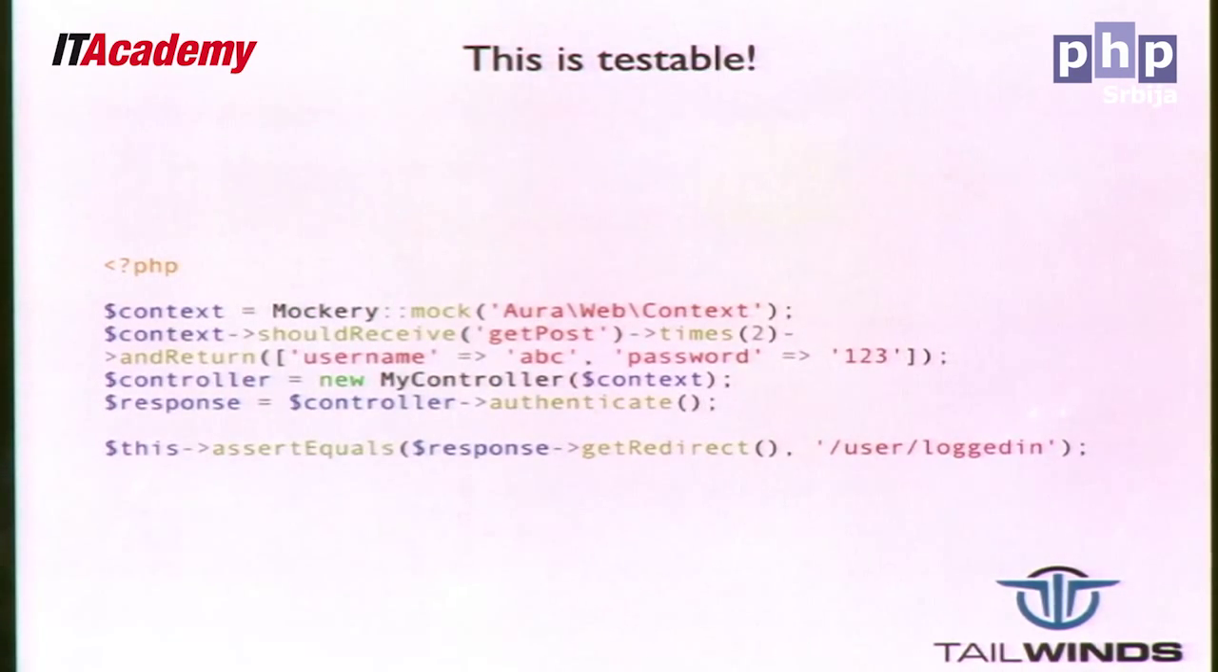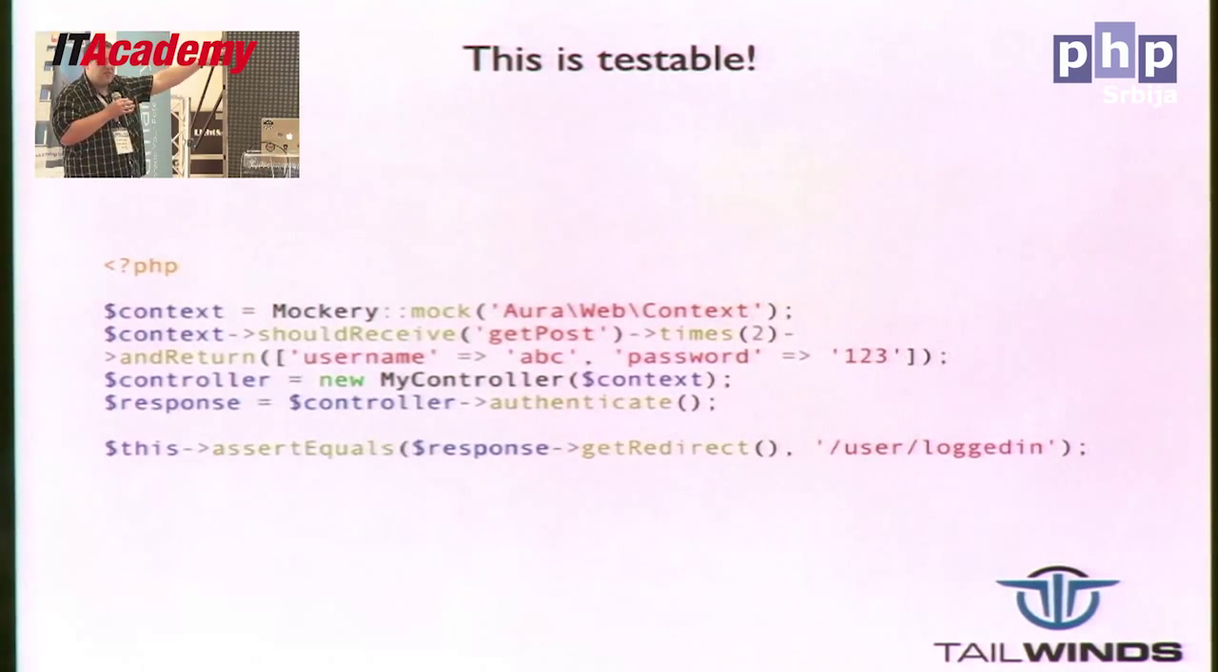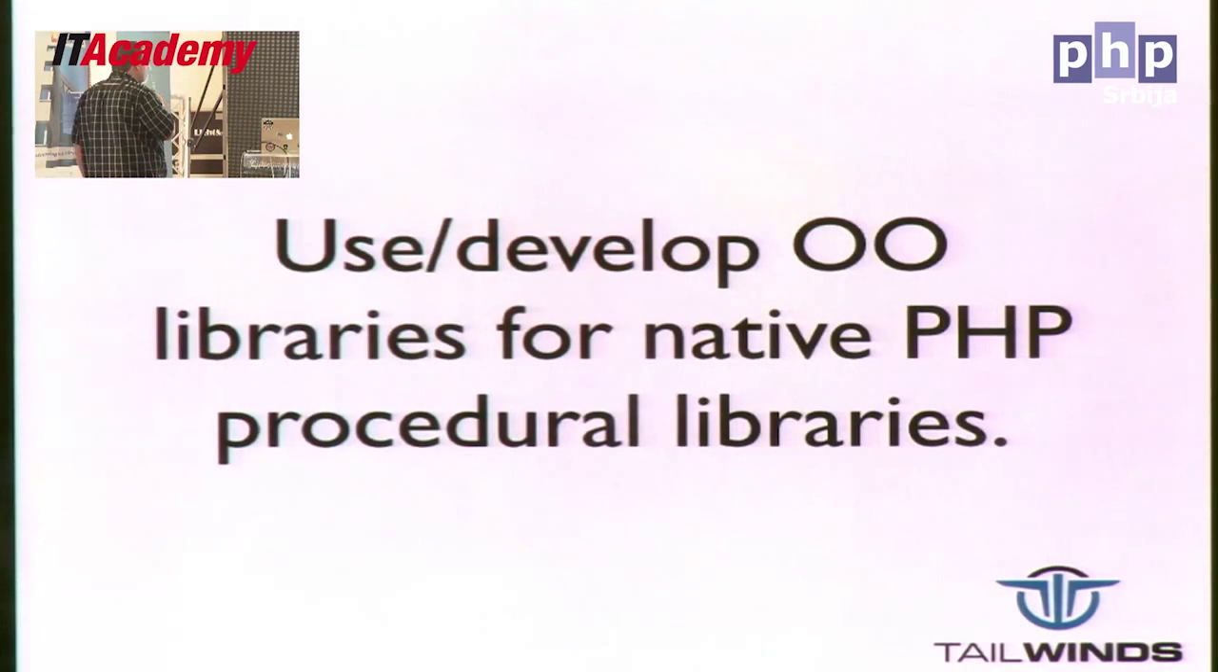I can actually write a test, and I can mock the Aura web context, which is what I use. And I can give it values and tell it how many times to expect it, and then I can write a test and verify that it works. And I can put good data, I can put bad data, I can do anything that I want to test this. I can test all the paths that go through it. Globals, much harder to test. And so I can test this. This is testable.